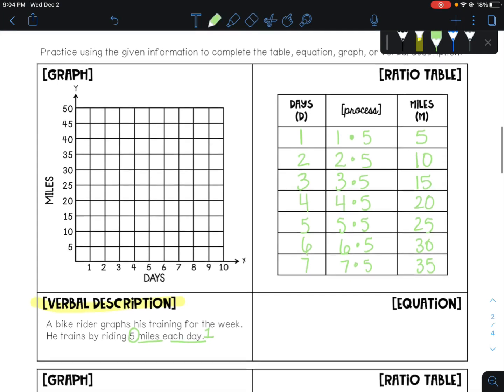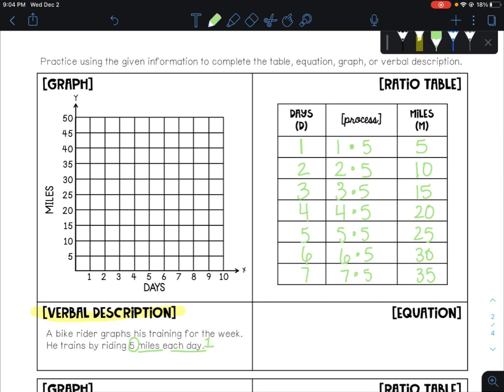Perfect. All right, let's do the equation quick. So we're going to take the days, right? We're going to do times 5, and that gives us the miles, okay? So we're going to say D times 5 equals M. If you want the fancy way, M equals 5D.